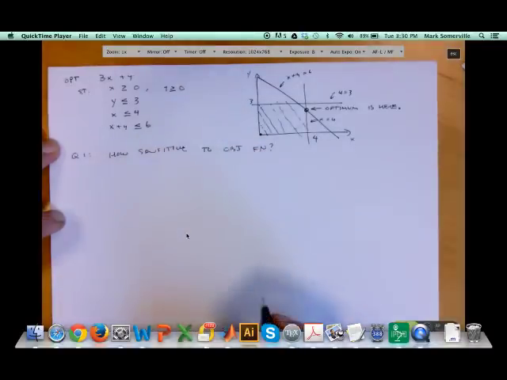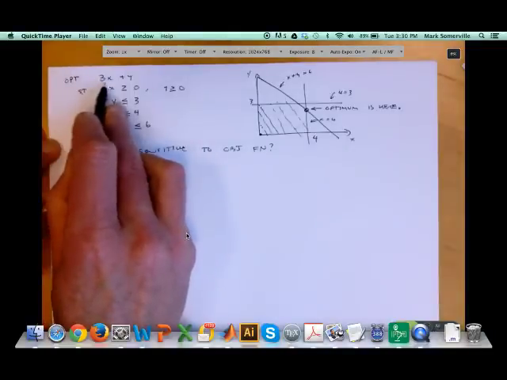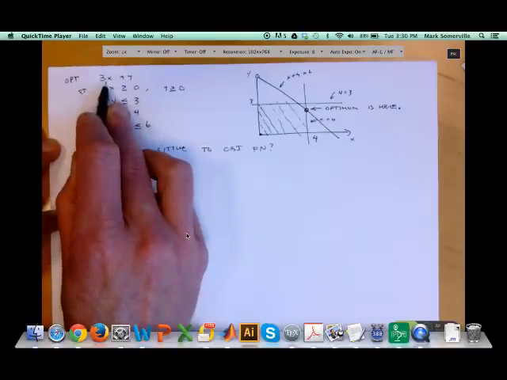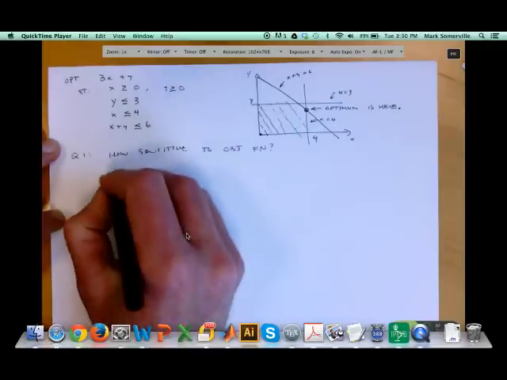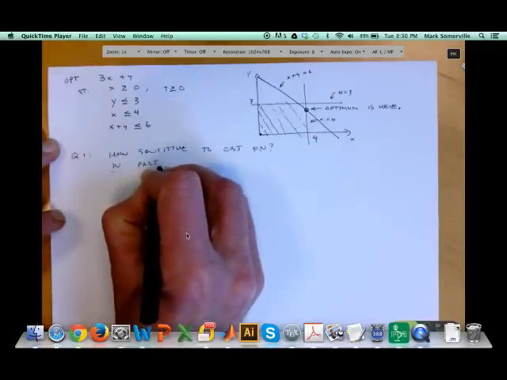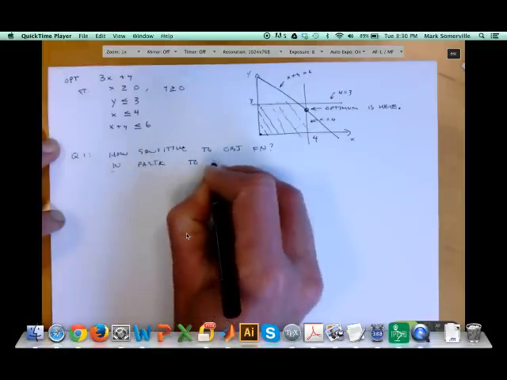And in particular, I'd like to know how much it matters how much I change this x coefficient. Maybe this x coefficient is the profit that I get from one product, and the y coefficient is the profit I get from some other product. So in particular, how sensitive are we to the x coefficient?